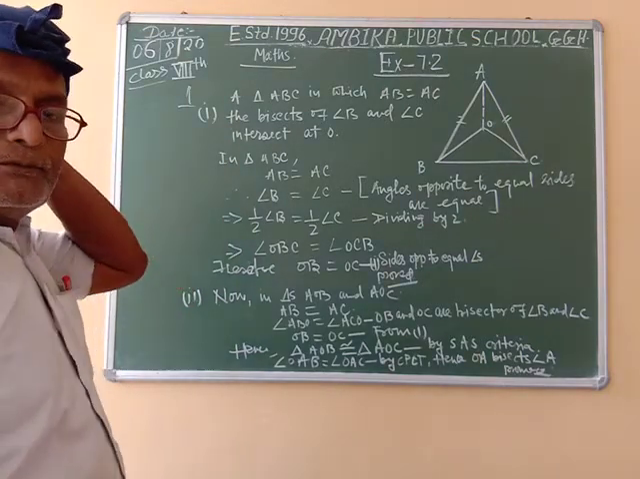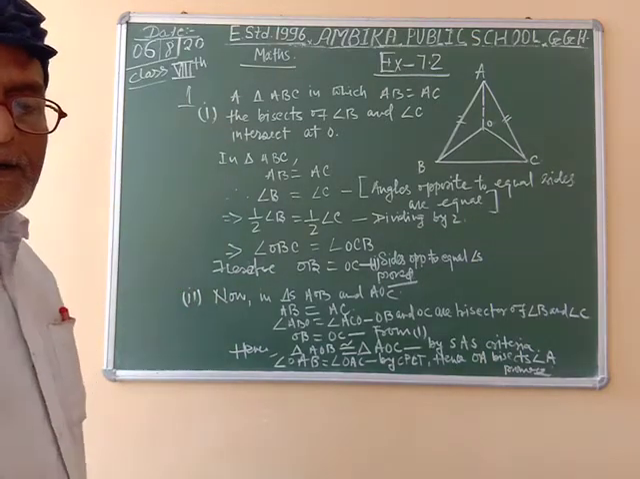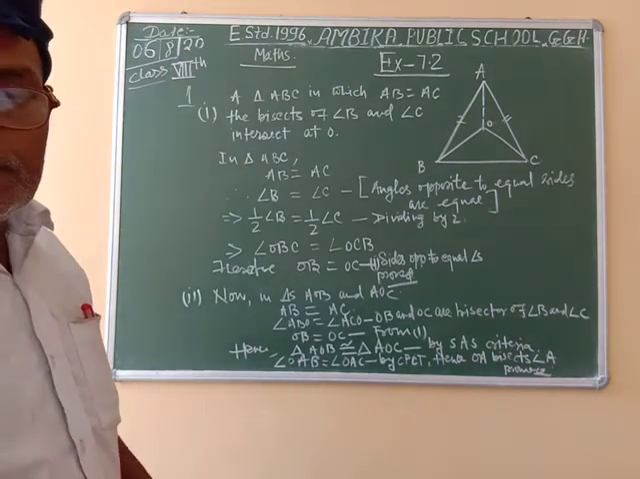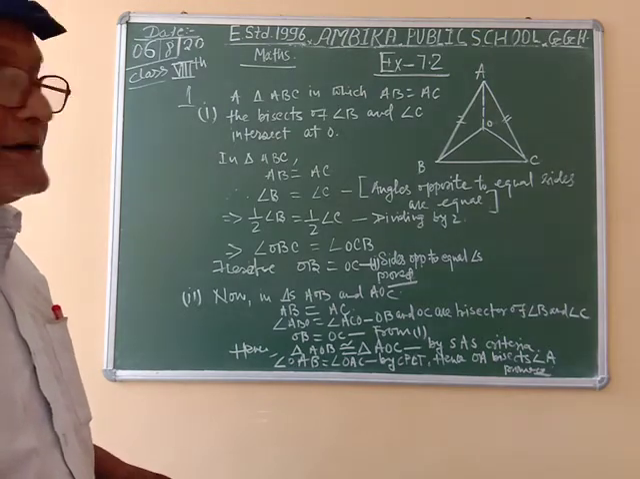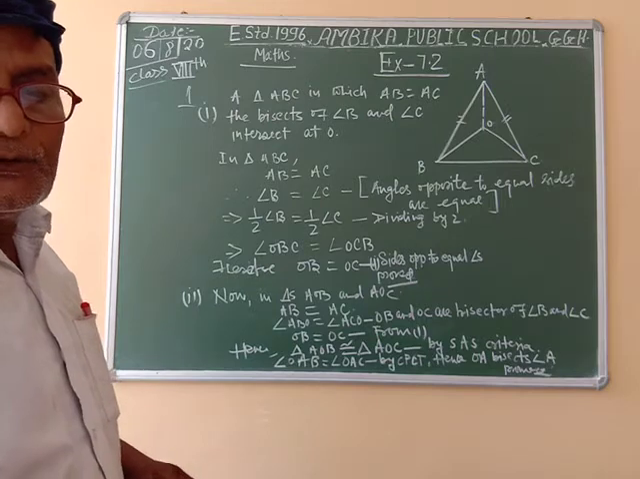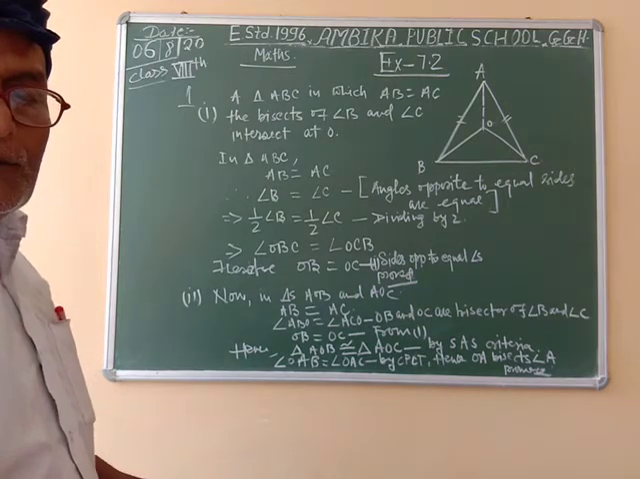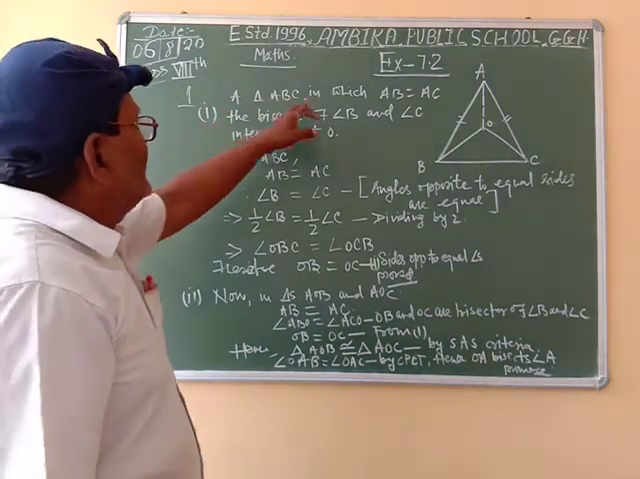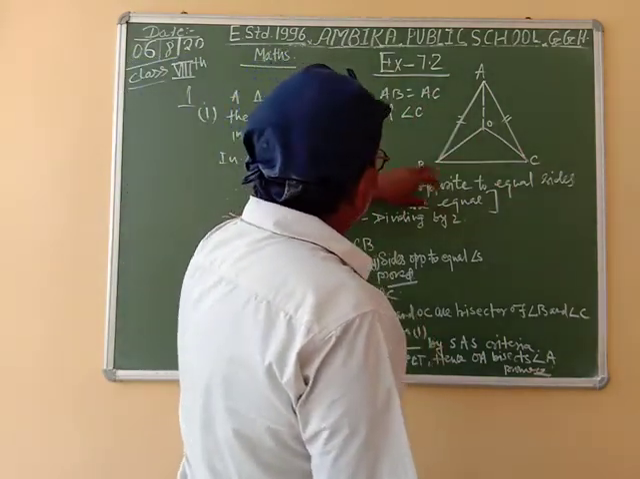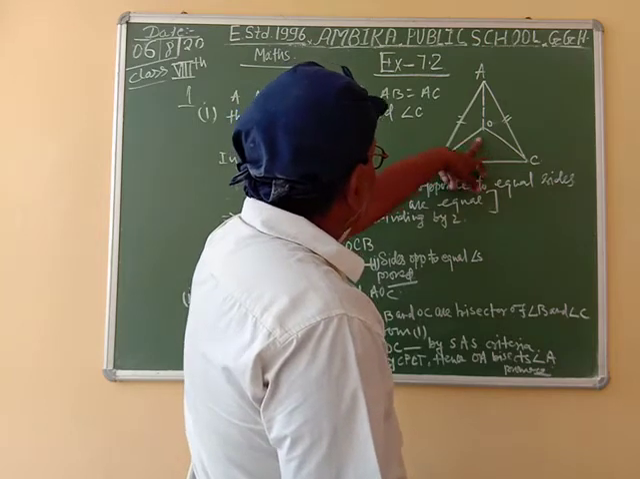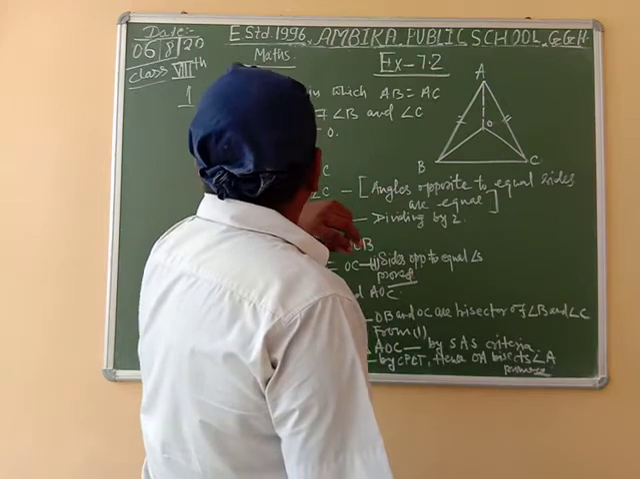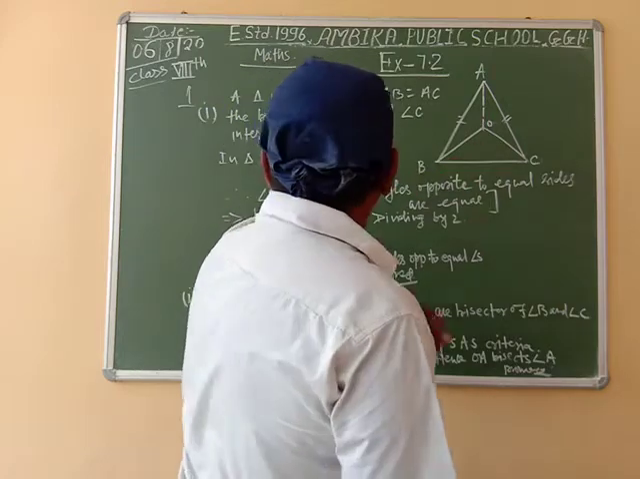In problem number 1, in an isosceles triangle ABC with AB equal to AC, the bisectors of angle B and C intersect each other. Join A to O so that OB is equal to OC and AO bisects angle A. A triangle ABC in which AB equals AC, the bisectors of angle B and C intersect each other at point O. AO is joined. To prove that OB equals OC.